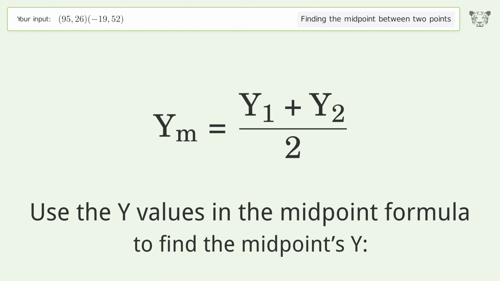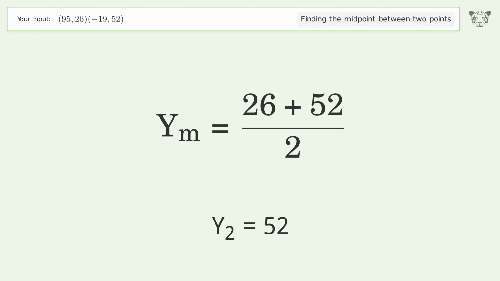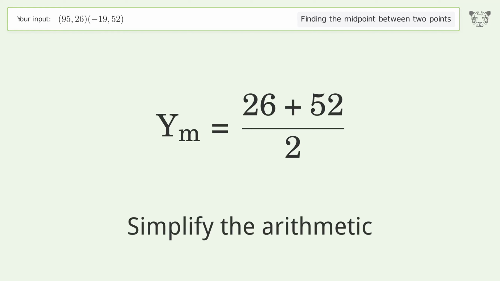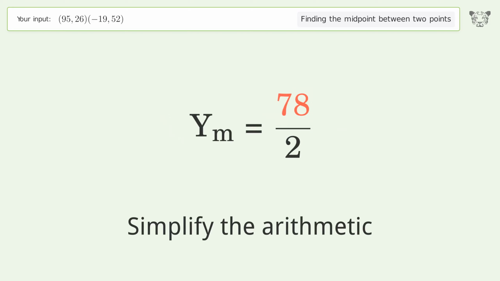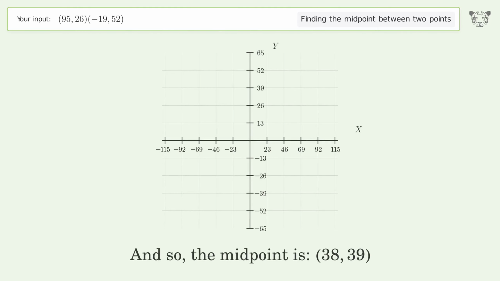Use the y values in the midpoint formula to find the midpoint's y. y1 equals 26. y2 equals 52. Simplify the arithmetic. And so, the midpoint is 38,39.